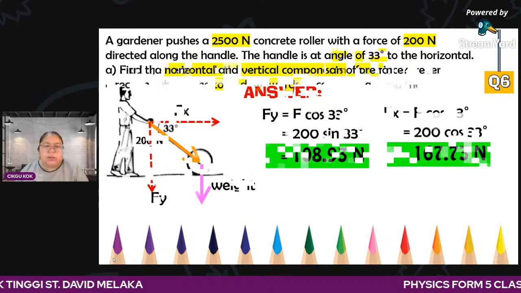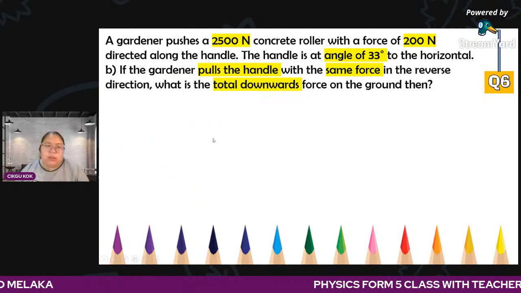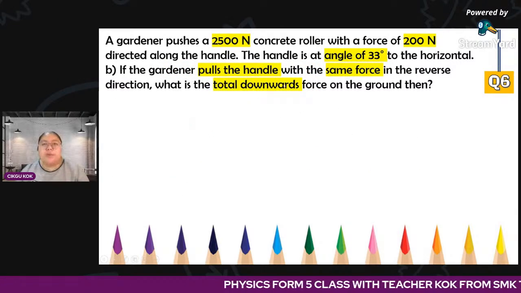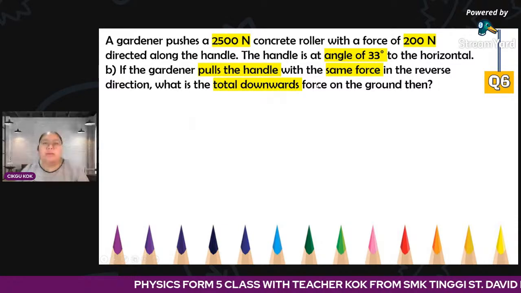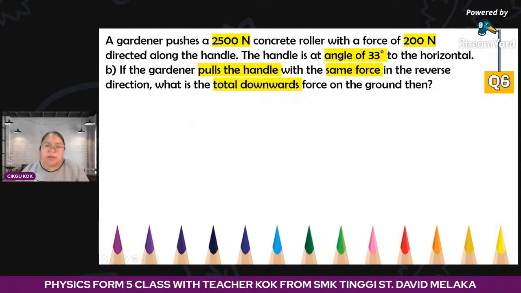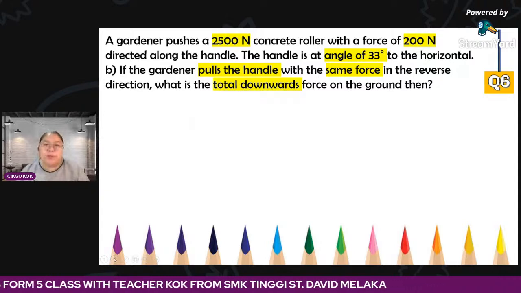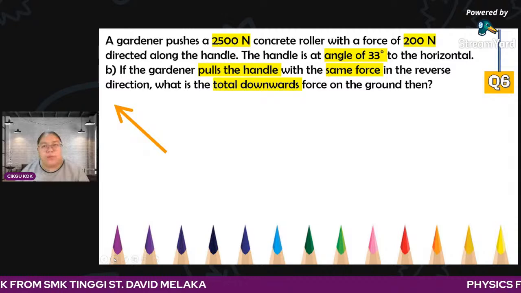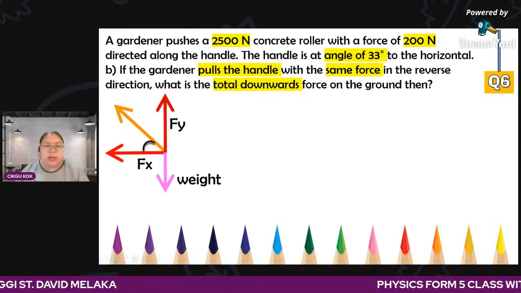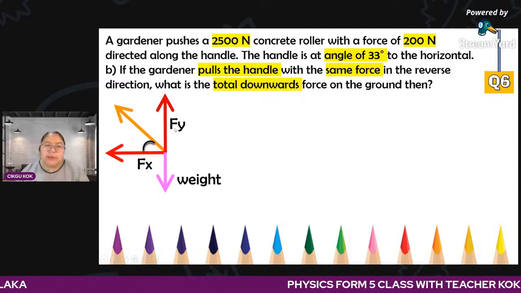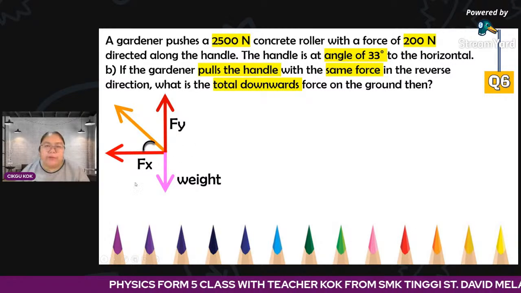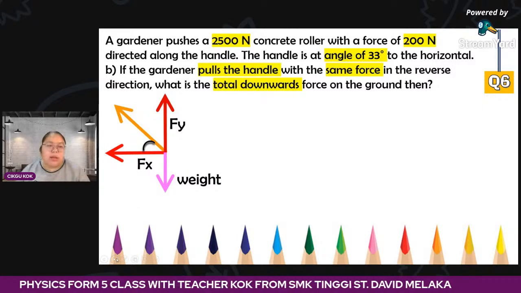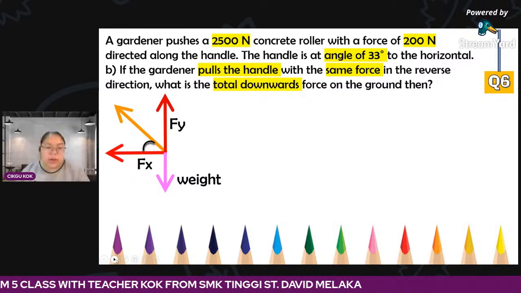B. If the gardener goes to pull the handle, just now it was push, now it's pull. Okay, if pull means the arrow is up. Arrow is up when we do the resolution. They become like this. Now the Fy is up already. Fx goes to the left, then the weight is still the same. The angle is still the same, 33.